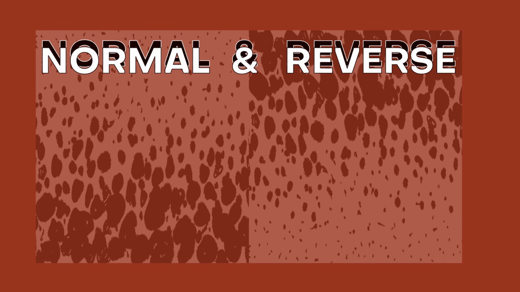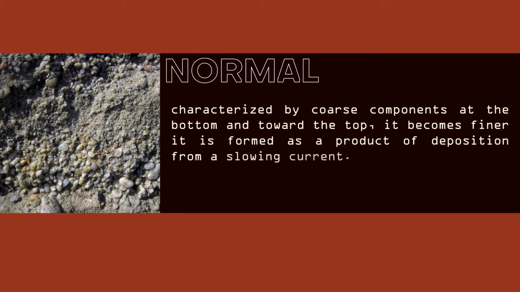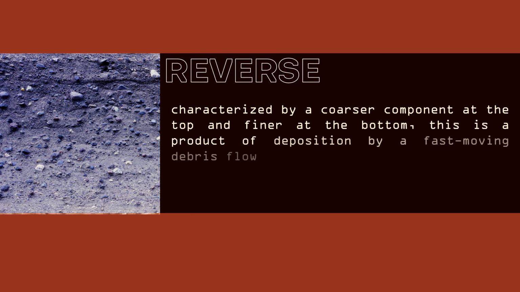Next is the normal and reverse grading. Normal grading is characterized by coarse components at the bottom, and toward the top it becomes finer. It is formed as a product of deposition from a slowing current. The reverse grading is characterized by a coarser component at the top and finer at the bottom. This is a product of deposition by a fast-moving debris flow.